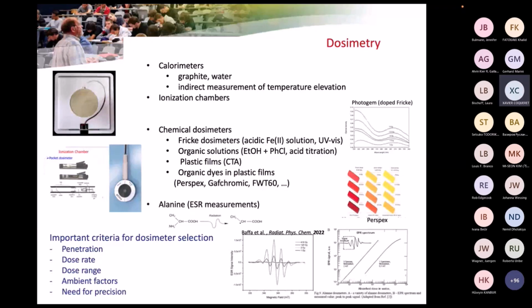And finally, also the formation of free radicals, which is the basis of the measurement by electron spin resonance of the number of spins induced by radiation into this amino acid in the solid state. So radiation chemistry serving radiation processing through dosimetry. So there are important criteria for selecting a proper dosimeter. One has to consider the penetration of the beam, the dose rate, the dose range, ambient factors like temperature or humidity, and of course the need for precision, which might indicate which type of dosimeter would be more suitable for your purpose.